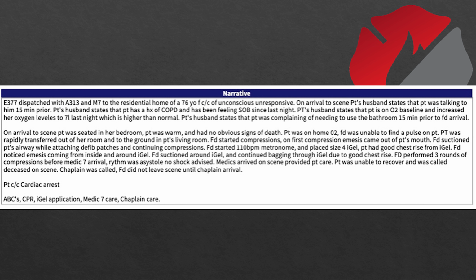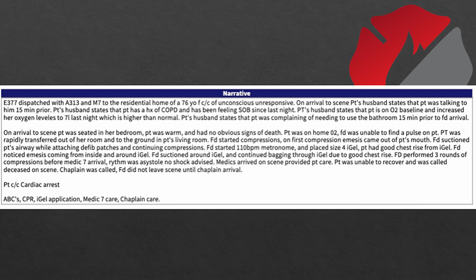As far as their narratives is concerned, AID 313, Engine 377, and Medic 7 were called to the home of a 76-year-old female who was unconscious, unresponsive. Now, the husband saw her 15 minutes prior to this incident happening, so that's a fresh patient, that's someone we can resuscitate, and we should do the best we can to give them the best possible outcome.